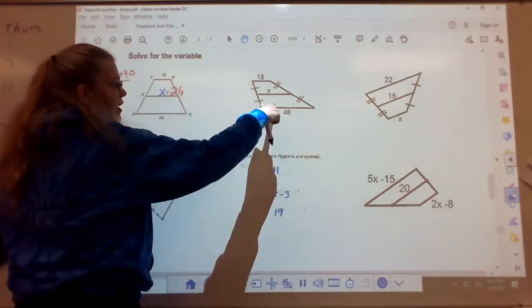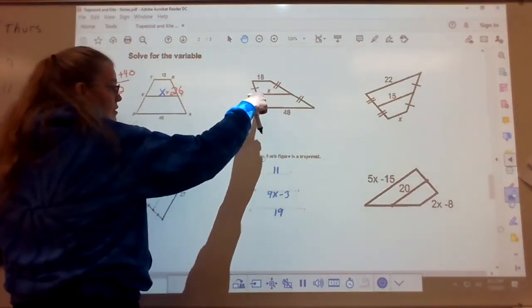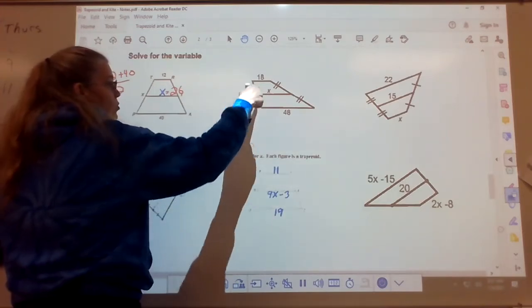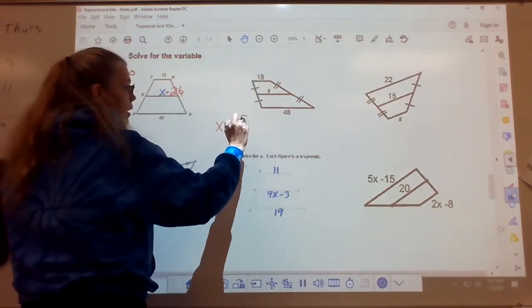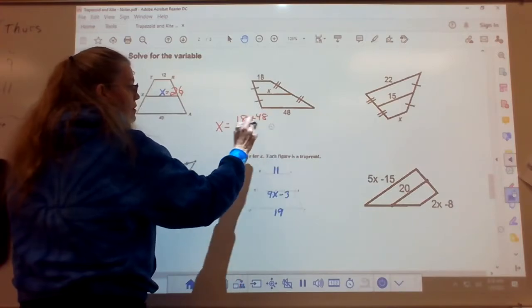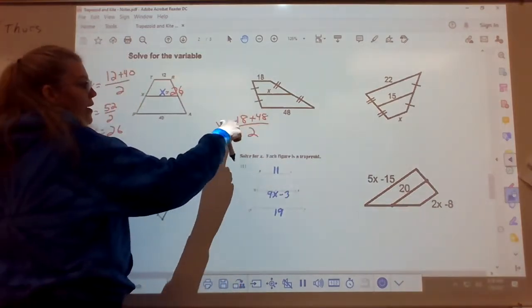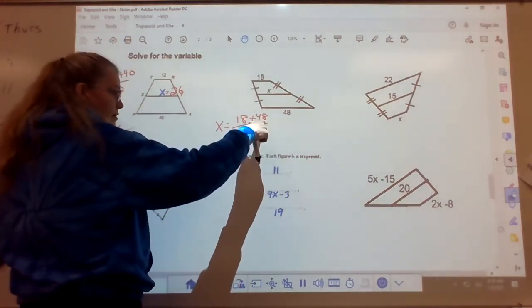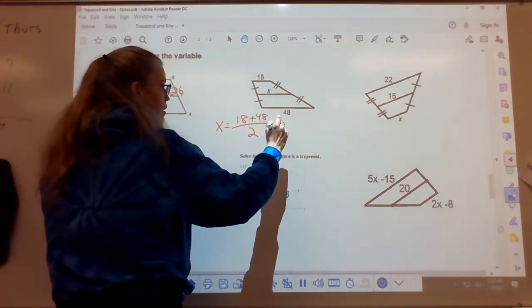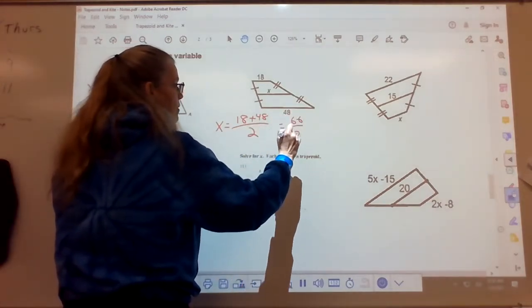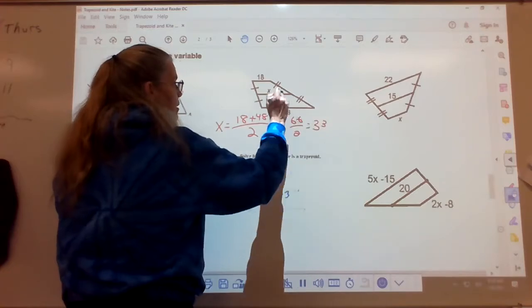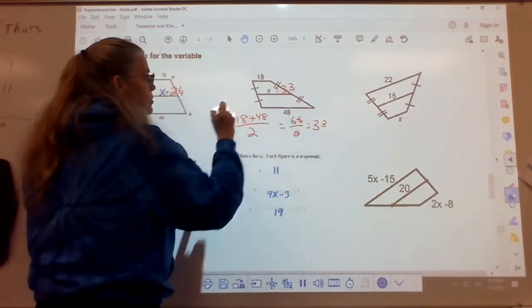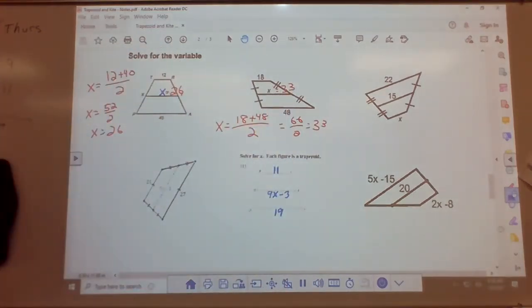So same with this guy. The mid-segment, which is x, equals top plus bottom divided by 2. Well, 18 plus 48, I can do that. That's 66. Divided by 2, I get 33. So this mid-segment is 33. It's halfway in the middle.